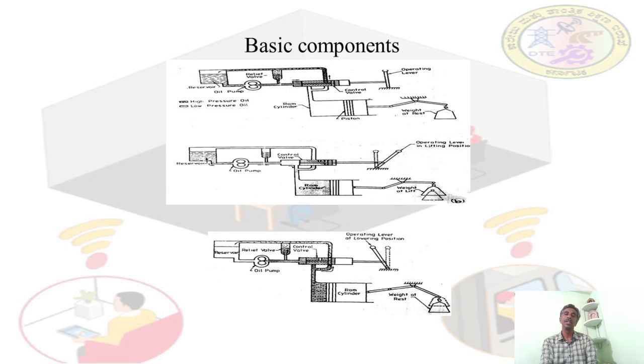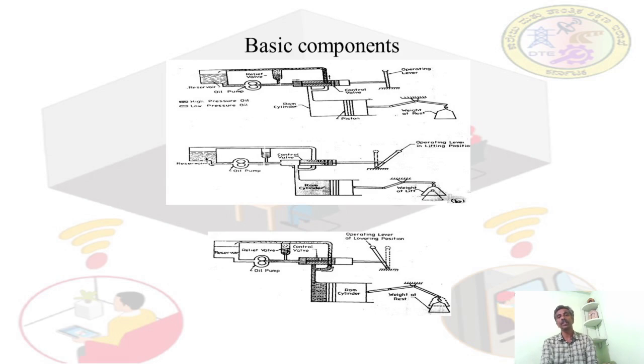Suppose face 1, the blank end, gets the pressure from there, it acts as the input, and the rod end acts as the output. If you take the rod end as the input, the blank end acts as the output. This arrangement is called the actuator.